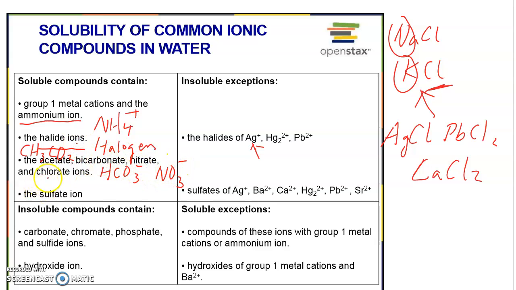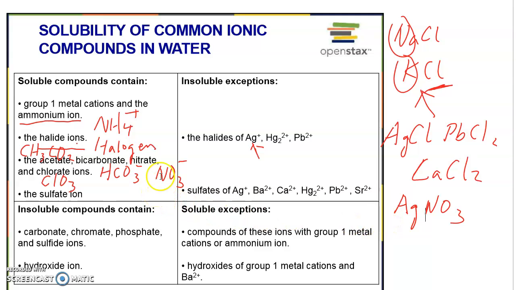Over here, chlorate, so that is ClO3. Okay, so a compound of these polyanions will be soluble. For example, if I have, let's say, silver nitrate, do I expect it to be soluble or not? Well, it says all the nitrate compounds will be soluble, and there's no exception. So silver nitrate will be soluble.